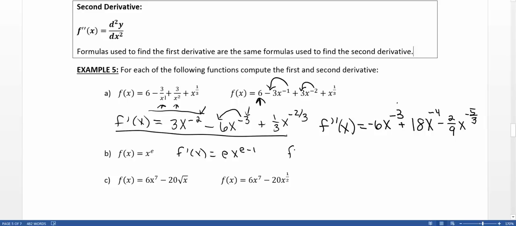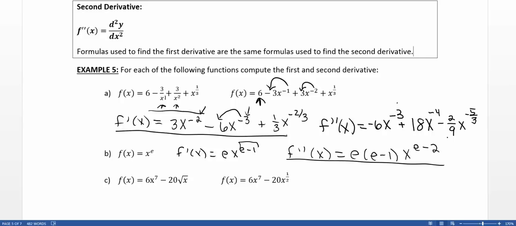To find the second derivative, we're going to take the derivative of the first derivative, which means that this e minus 1 is going to come down in front. So we have e times e minus 1. And now if we subtract another 1 from the power, we get x to the e minus 2. Now this one, like I said, looks a little goofy, but if you can follow along and apply the rules when you know it's a number, you'll be in good shape for this type of problem.